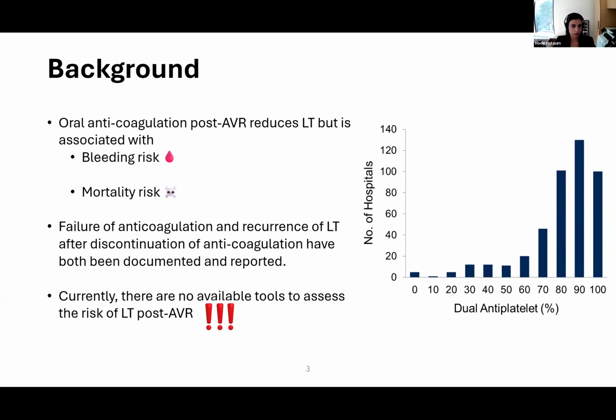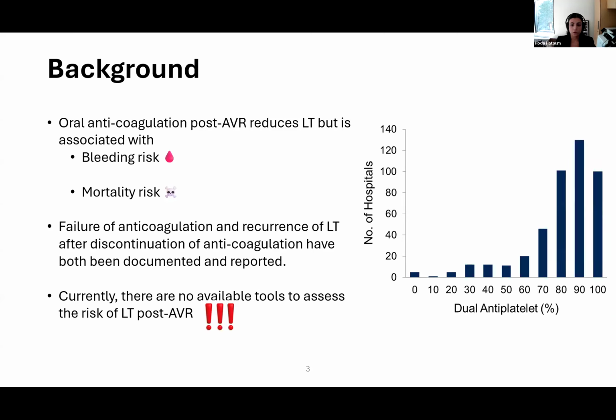So currently, oral anticoagulation post-aortic valve replacement is the go-to way to mitigate leaflet thrombosis, but definitely it's associated with an increased bleeding risk and mortality risk. Some hospitals and medical institutions prescribe dual antiplatelets as opposed to oral anticoagulation. But for example, our collaborators at Mayo Clinic, they prescribe warfarin after transcatheter aortic valve replacement for up to 6 weeks. So it has been documented that once anticoagulation is discontinued, in some patients, leaflet thrombosis recurs.